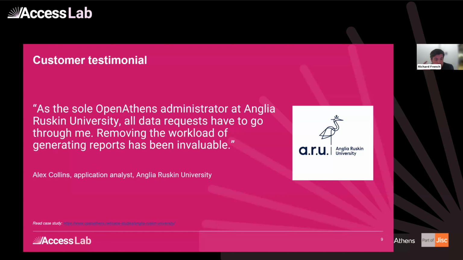So Anglia Ruskin, a university that's based in the UK, has been using the reporting API for a number of years. They want to understand the link between resource usage and student engagement. And the reporting API allows university administrators to easily extract their Open Athens resource usage data into their BI tools and removed the workload of generating those manual reports each month.